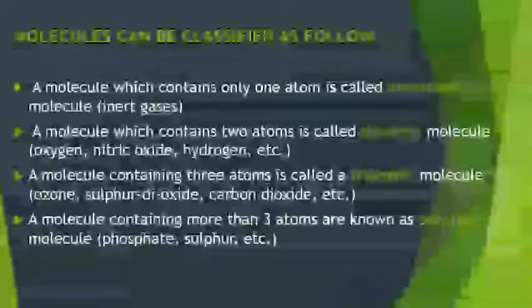Oxygen, hydrogen, chlorine and others all exist as diatomic in nature. Nitric oxide is nothing but NO. So, N is a nitrogen atom, O is an oxygen atom. So, a nitrogen atom and an oxygen atom chemically combine to form a molecule. Nitric oxide is a diatomic molecule.